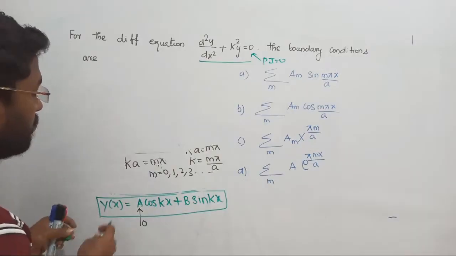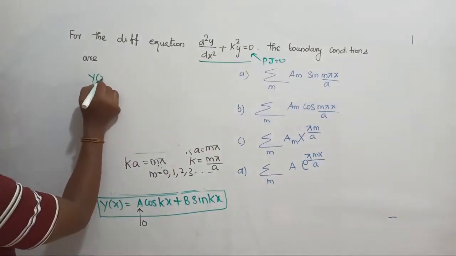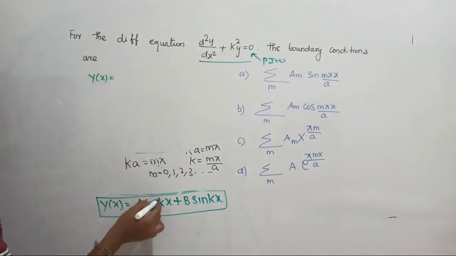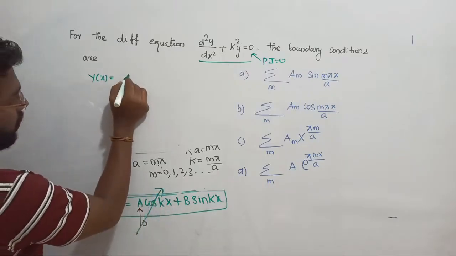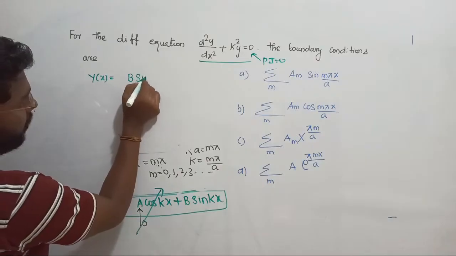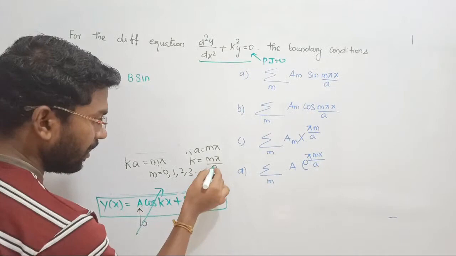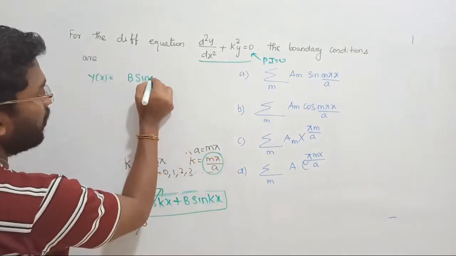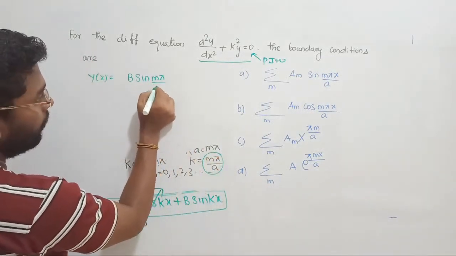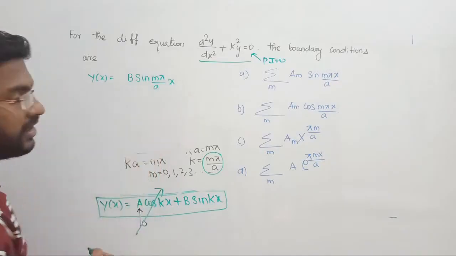Now take your function. The function is given as y of x equal to a is 0 now, so the total term is going to be 0. For b, we are going to consider b into sin of k times of x. We are considering k times of x. This k will be replaced by m5 upon a into x. That is the condition.